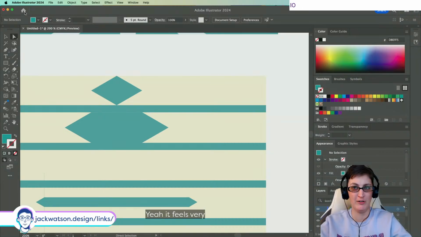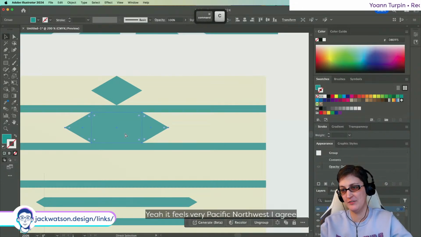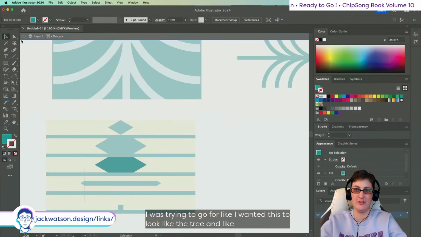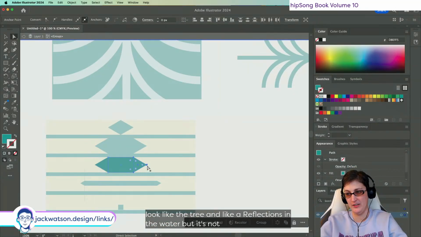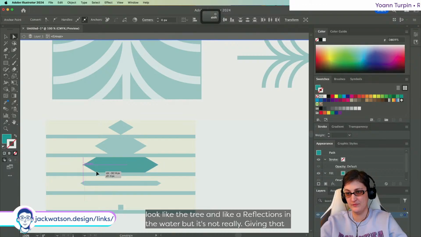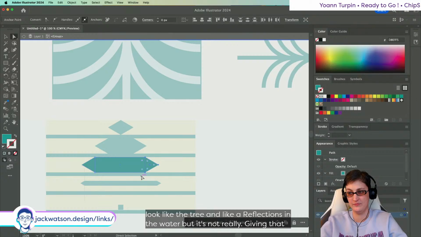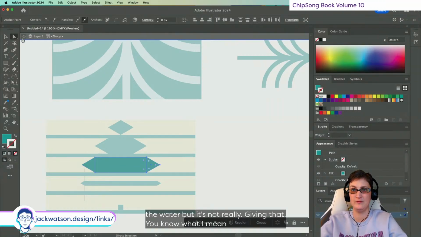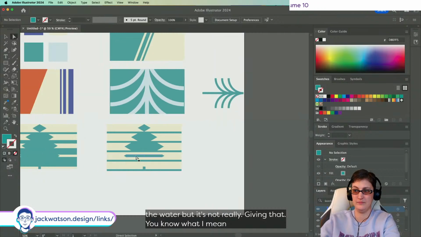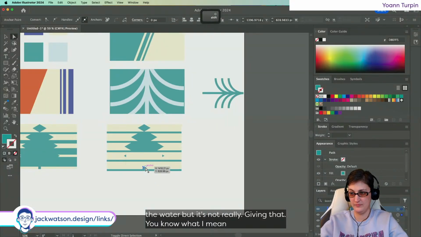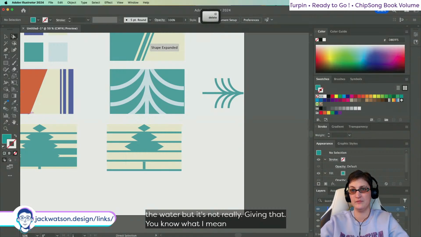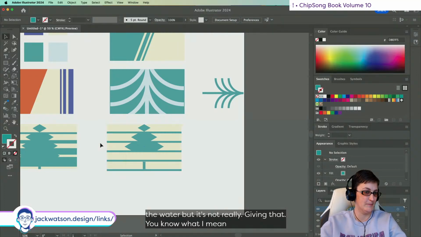Yeah, it feels very Pacific Northwest. I agree. I wanted this to look like the tree and reflections in the water, but it's not really giving that. You know what I mean? So.